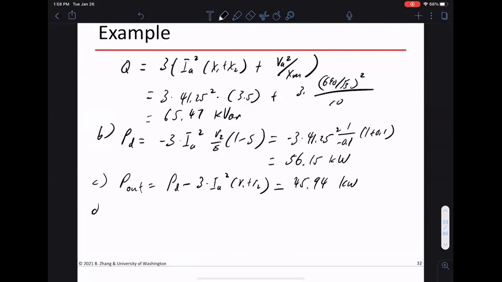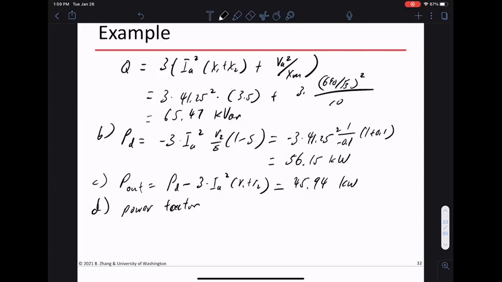Okay, so D is interesting. What is the power factor? Maybe you could remember the equation for the power factor? All right, so for the power factor, is this a leading or lagging power factor? Think about the power factor.